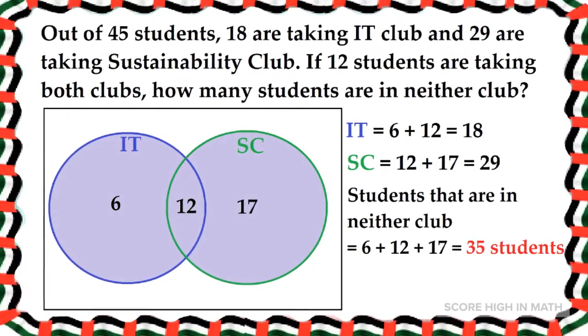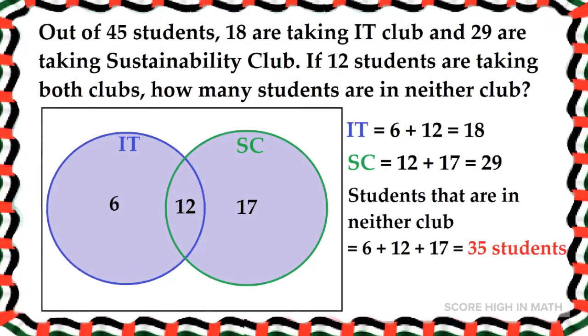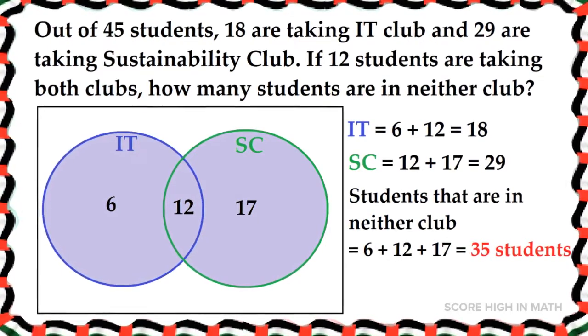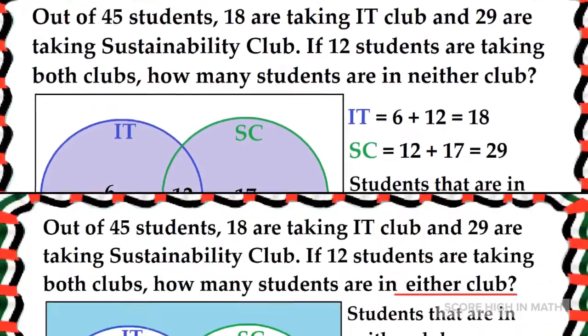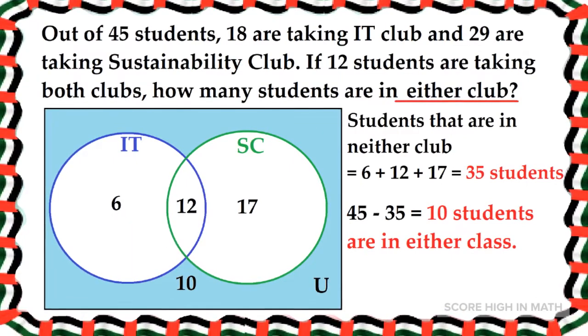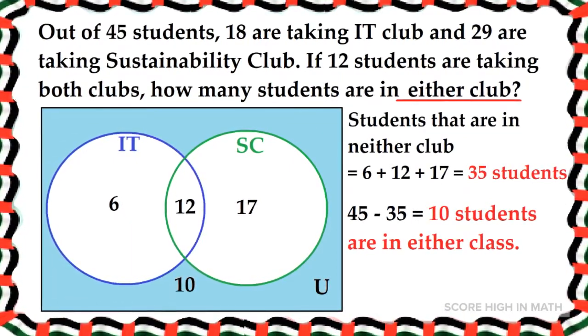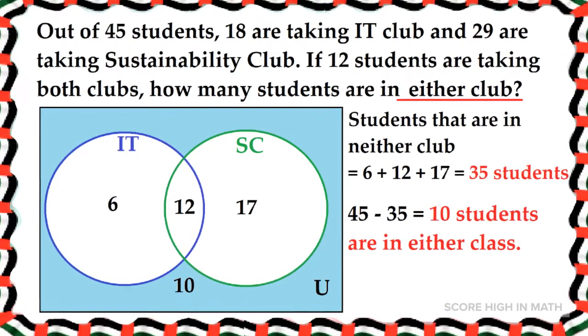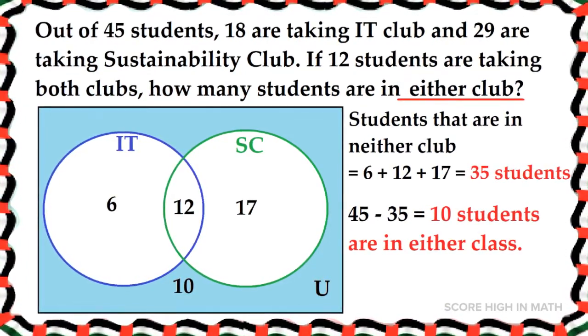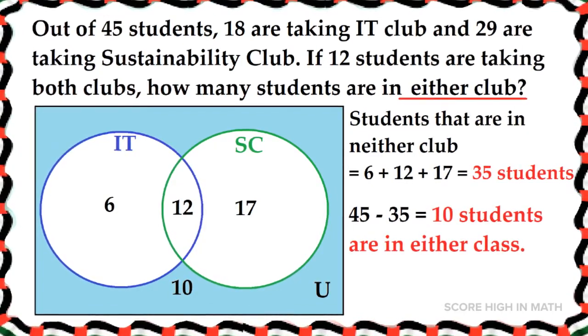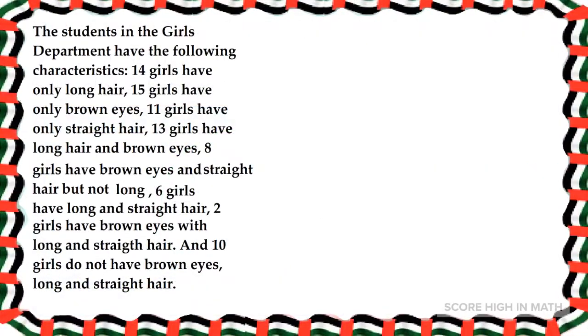So the students that are in either club is 6 plus 12 plus 17, which is equal to 35 students. And the students that are in neither club is 45 minus 35, which is 10 students. So you can see right away that there is 10 outside the two sets. Now let us work on this longer problem.